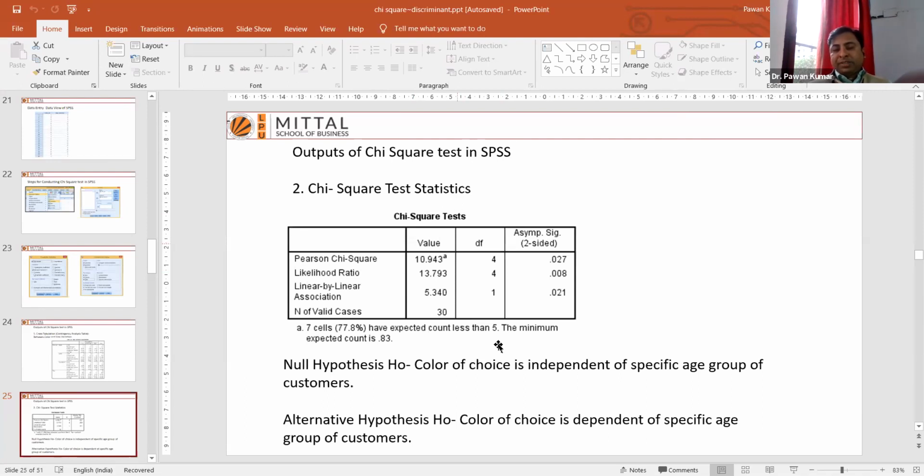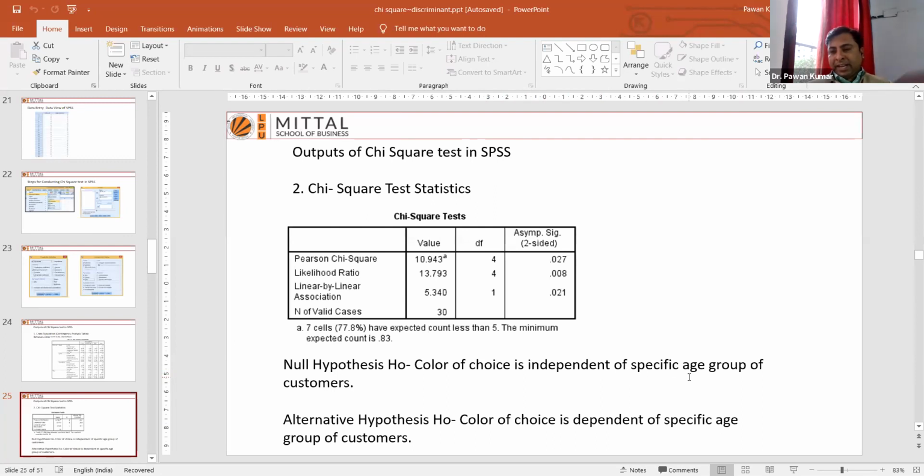What is the null hypothesis? The null hypothesis is that there is no significant association between the color of the car and the age group of the customer. Please write down like this way. There is no significant association, I'm repeating again, between the color of the car and the specific age group of the customer. Or you can write like this way, that color of choice is independent of specific age group of customers.